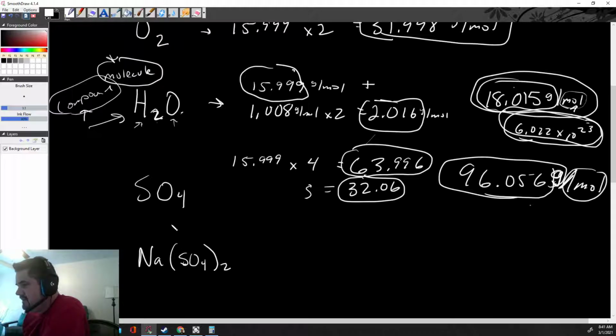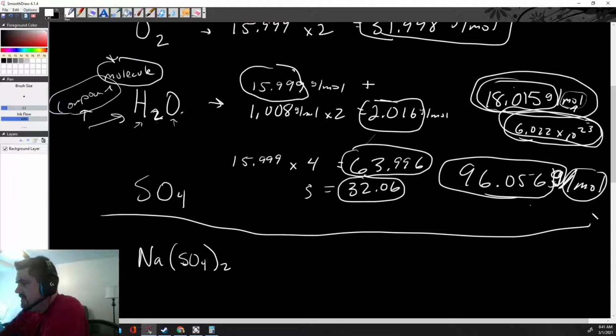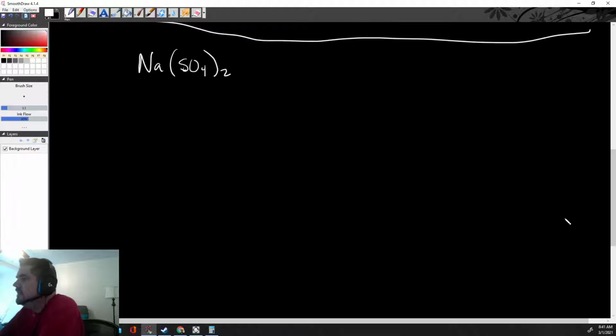And lastly, let's do this last one. Let me put a little line here. See if I can get some extra space. So here is that sulfate. I found it here. But there's 2 of those. So just know if there's parentheses, it's saying that this big fat molecule right here, that there's 2 of those attached to this 1 sodium.